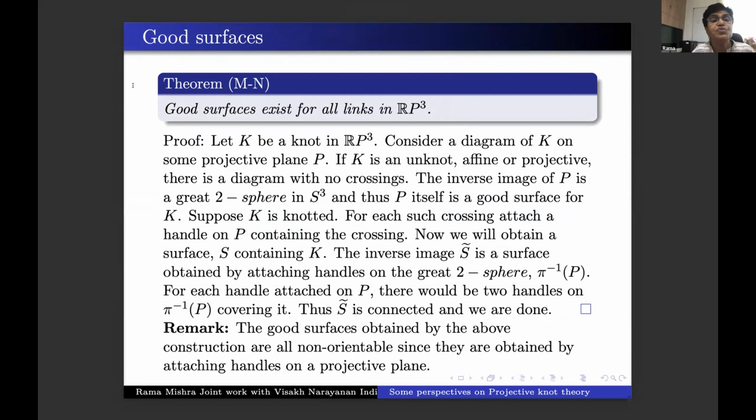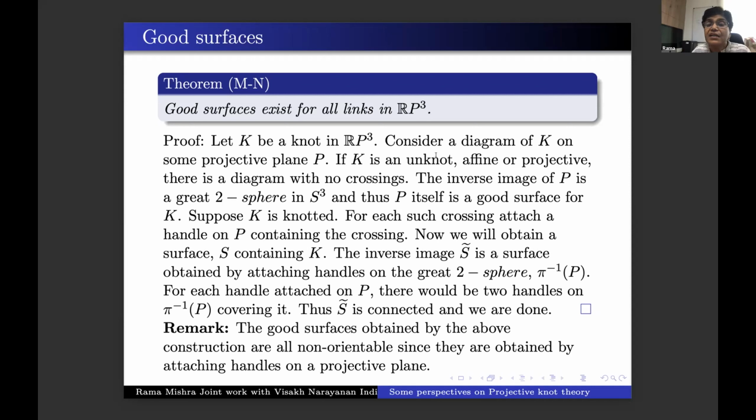So we first prove that good surfaces exist for all links in RP3. And the way we choose, we can always choose them to be non-orientable actually. So to prove that good surfaces exist, let's take a knot in RP3, whether it's affine or non-affine, any arbitrary knot, and take a diagram of K on some projective plane.